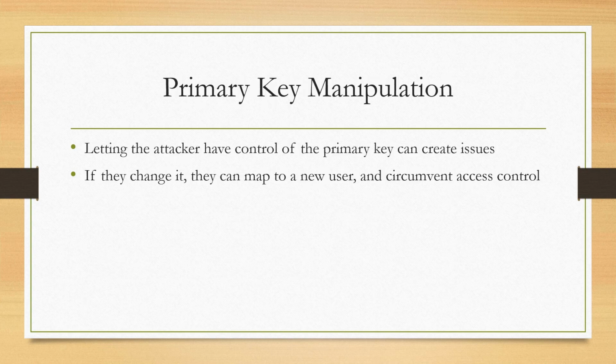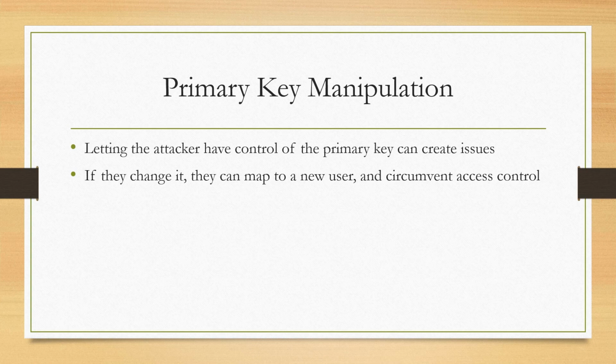One way this can happen is through primary key manipulation. Inside of a database, you'll have a primary key, which keeps track of the current record of the person who's using the application. If the person has access to that key, they might be able to change it to map to a different user, which can help them circumvent access control. A good example of this could be something like a student ID. If you're on a student system and you have a student ID, and the user can modify that student ID, then it will change how it maps to a different user.